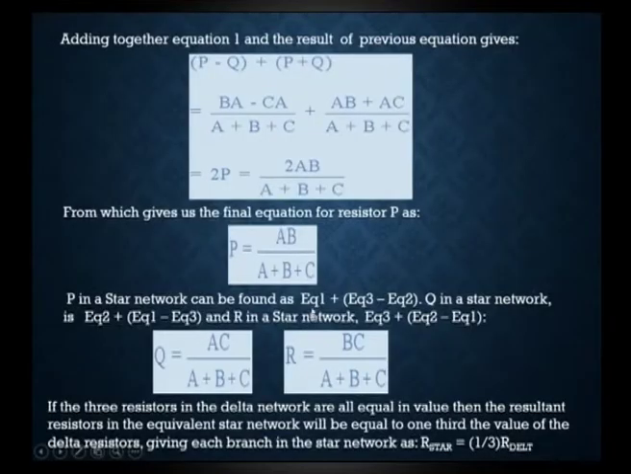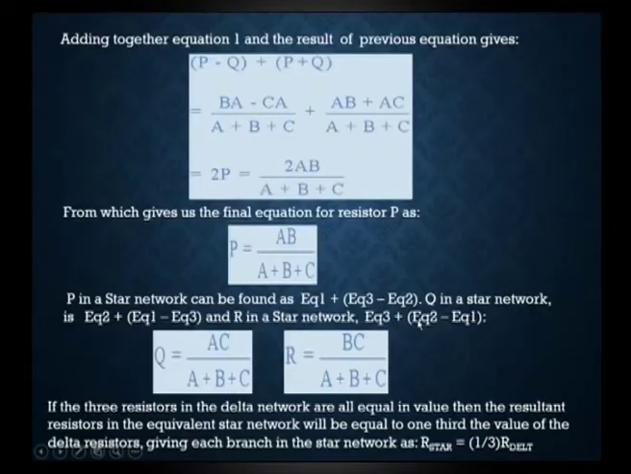And similarly, if we want to find R in a star network, again we need to solve the equations, and the formula for that is equation 3 plus equation 2 minus equation 1. So, equations 1, 2, 3 are the 3 basic things that we need to find the P, Q, R values for the star network. So, for R, equation 3 plus equation 2 minus equation 1 will give the R value, that is equal to BC divided by A plus B plus C. So, finally, we get the P, Q and R star network elements.